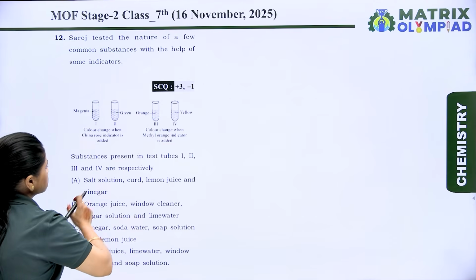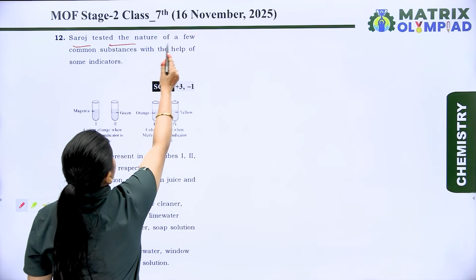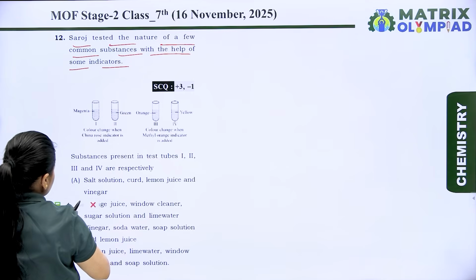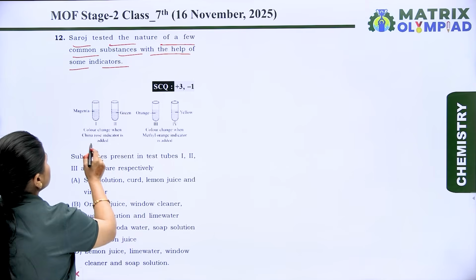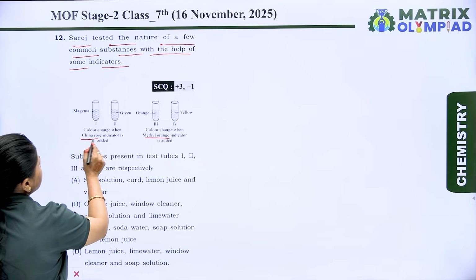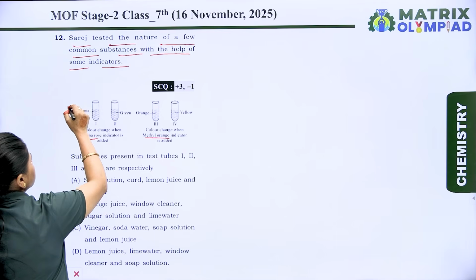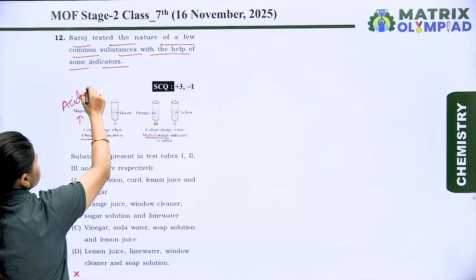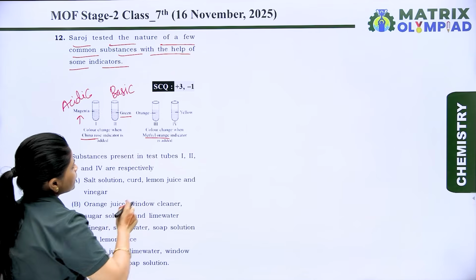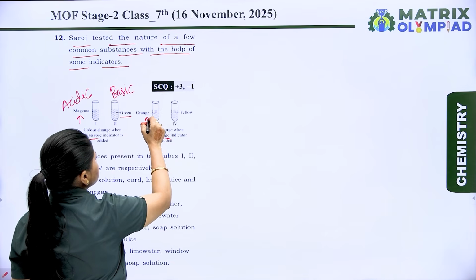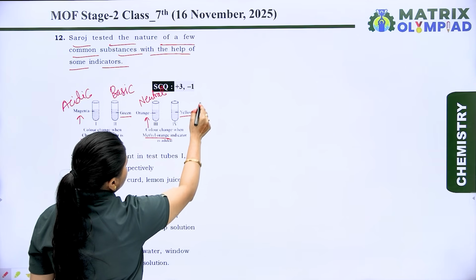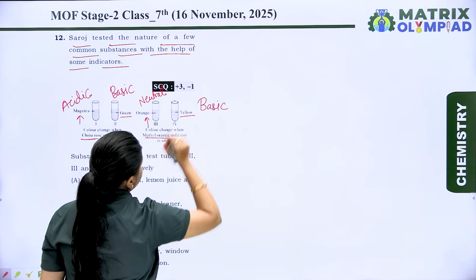Now the next question is, Saroj tested the nature of a few common substances with the help of some indicators, and the indicators were China rose and methyl orange. China rose gives magenta color in acidic medium and green in basic medium, whereas methyl orange remains orange in neutral and gives yellow color in basic medium.